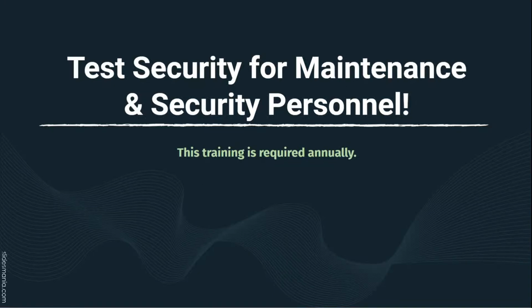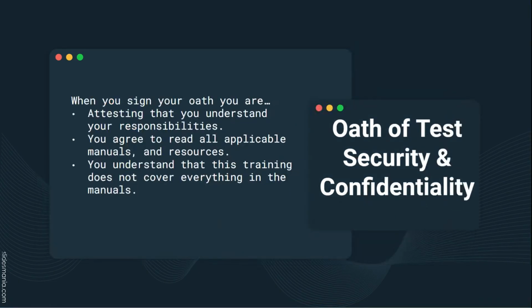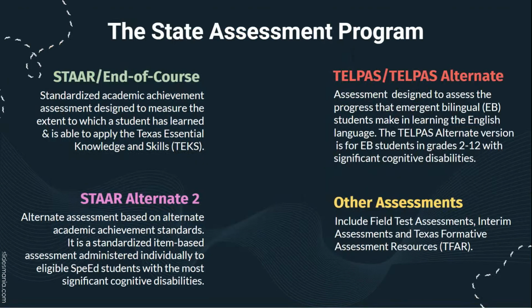Test security for maintenance and security personnel. Each year, staff that have access to secure materials must complete test security and confidentiality training. This training does not take the place of reading the appropriate manuals and online resources, including test security, which can be found in each manual and on the District and Campus Coordinator or REACH DCCR webpage. At the end of this training, you will complete an oath of test security and confidentiality. When you sign that oath, you're attesting that you understand your responsibilities.